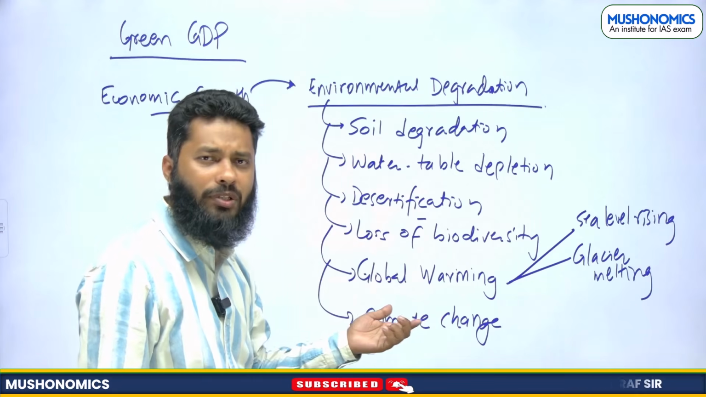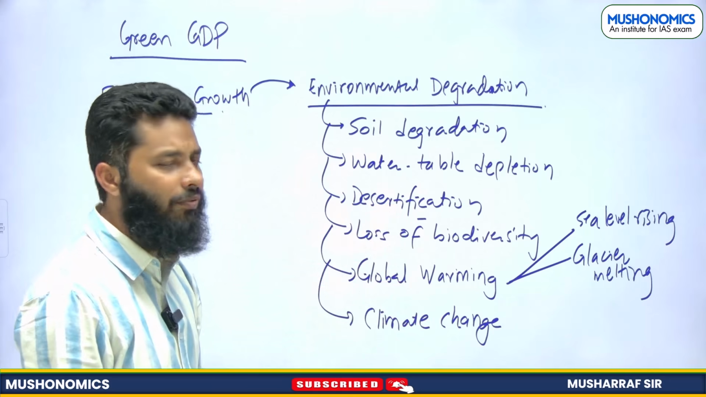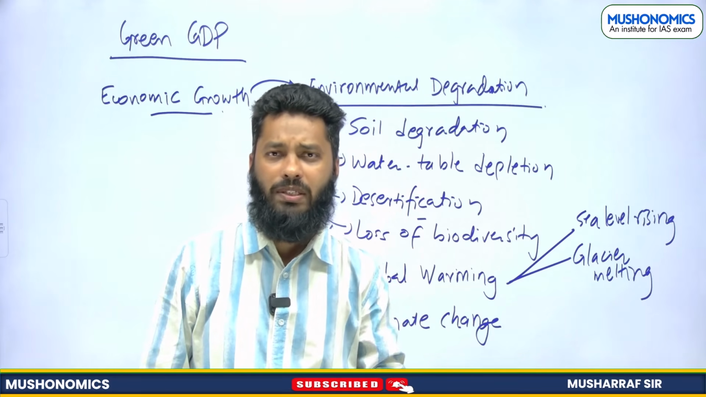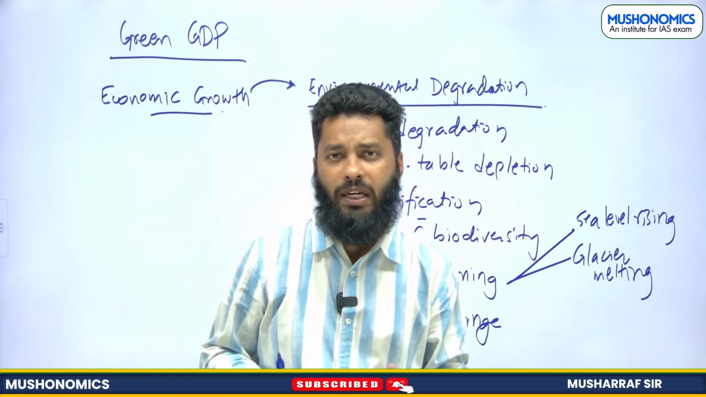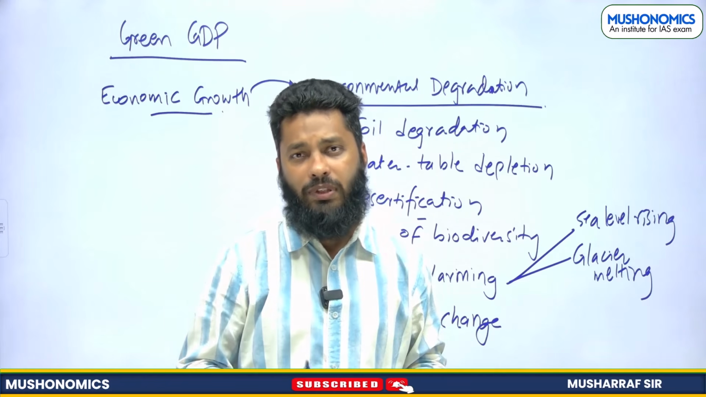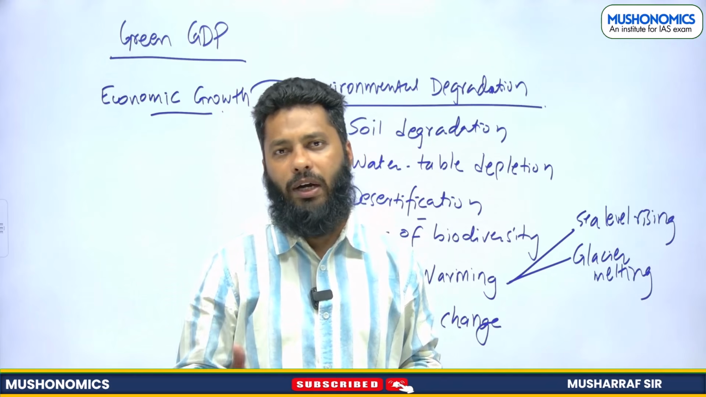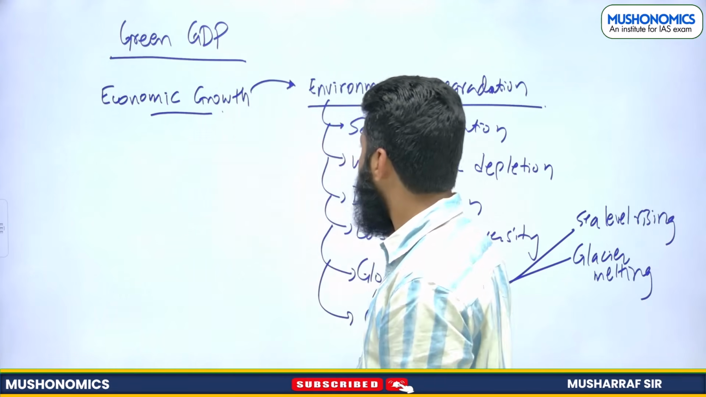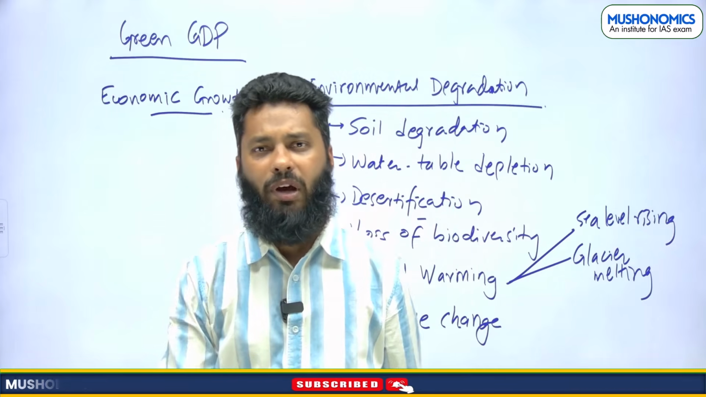Water table depletion, water level is declining, and desertification. Desertification is not about land being converted into a desert. Rather, this is a process, and if business as usual continues, then maybe this land will become a kind of desert, right? Arid, semi-arid area, for example. Those are the things, right? So economic growth is resulting in environmental degradation.